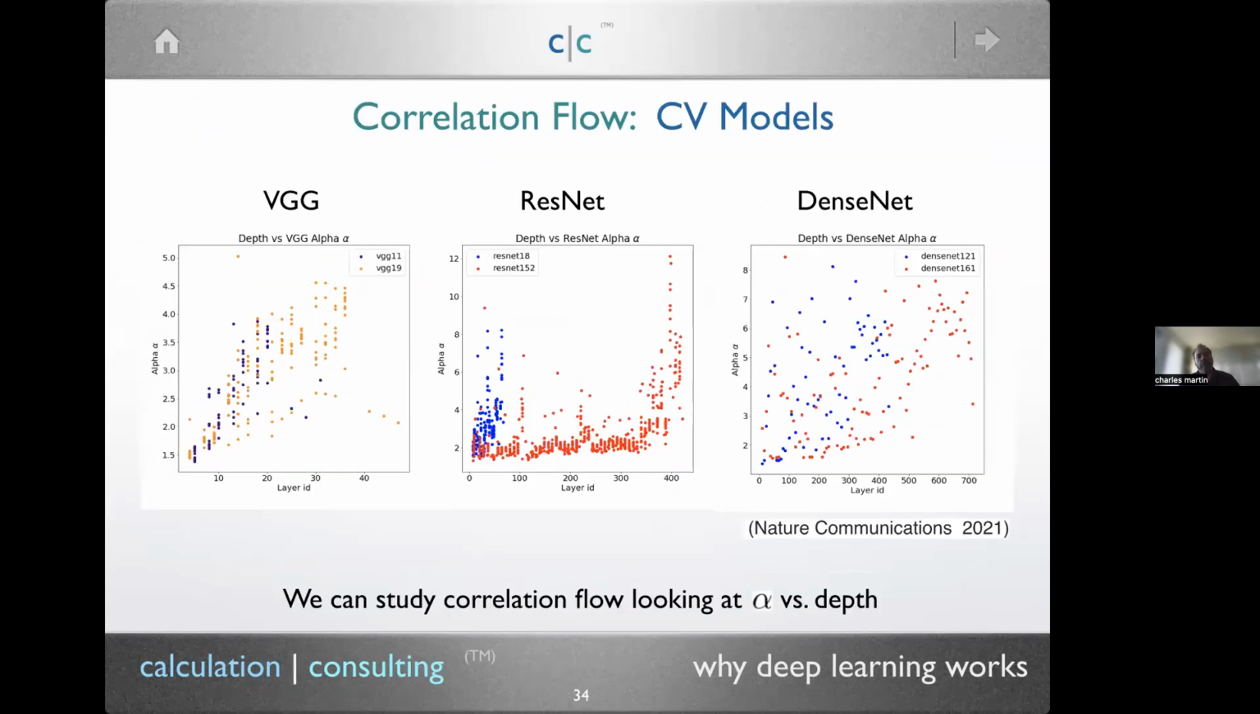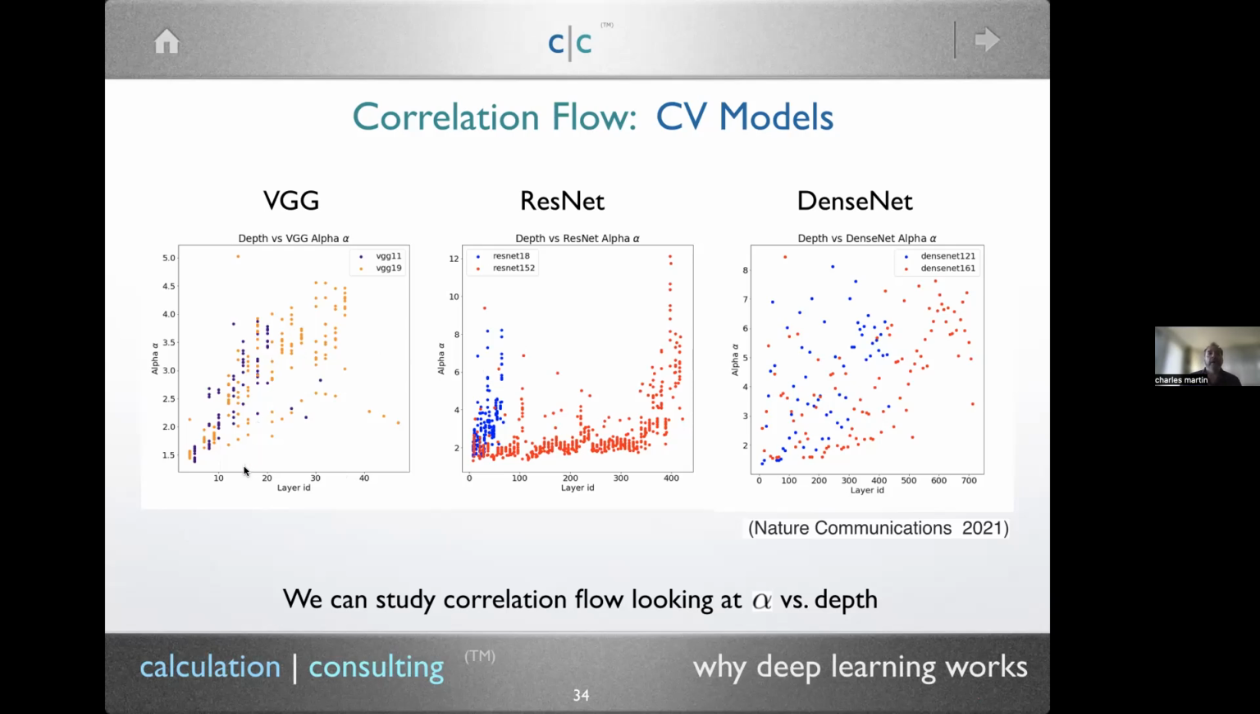Other things you can do with the tool, you can study the correlation flow. So for example, you can look at your architecture and ask, how does information transfer through the model? Here we have an example of 3 different models, VGG, ResNet, and DenseNet. These are computer vision models. And we looked layer by layer at our alpha metric and asked, how does alpha change when you change your architecture? VGG is sort of an old-fashioned computer vision architecture.